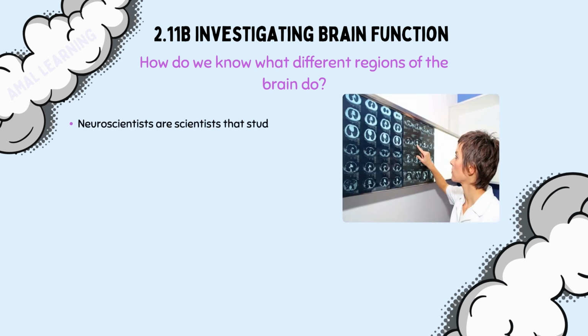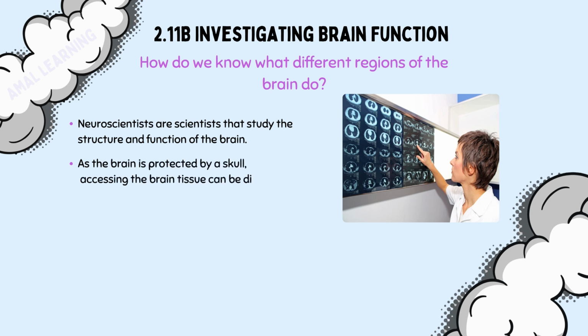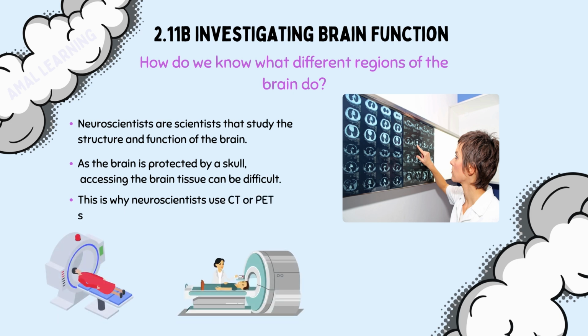Neuroscientists are scientists that study the structure and function of the brain. The brain is both complex and delicate, which makes it difficult to investigate and treat. As the brain is protected by a skull, accessing the brain tissue can be difficult. This is why neuroscientists use CT or PET scans to understand brain function better.